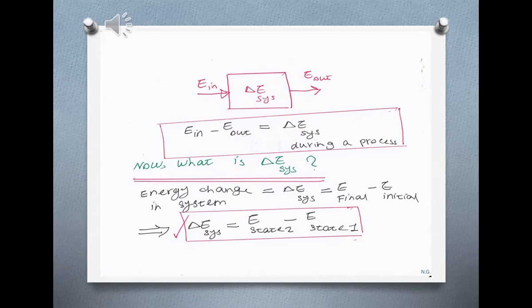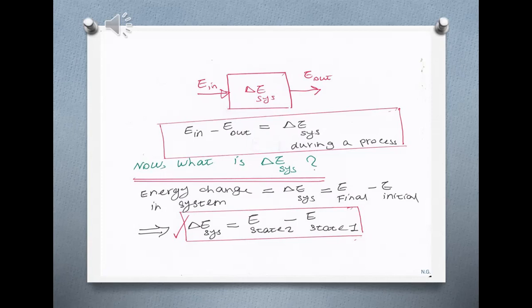So what is the change of energy of the system? It goes from state 1 to state 2 during the process. So it's E2 minus E1, right? That's the change. The change of energy of the system is energy of the system at the final state minus energy of the system at the initial state. And that's how you calculate change of energy of the system.